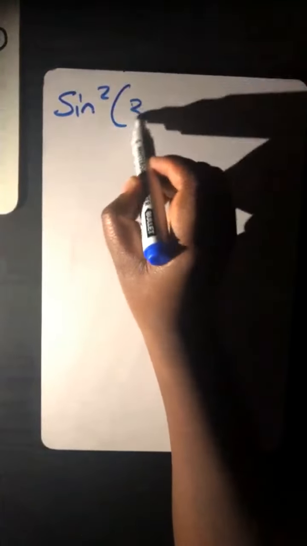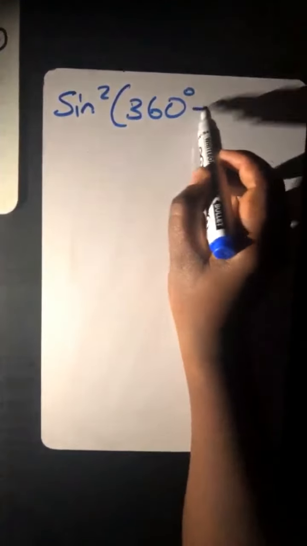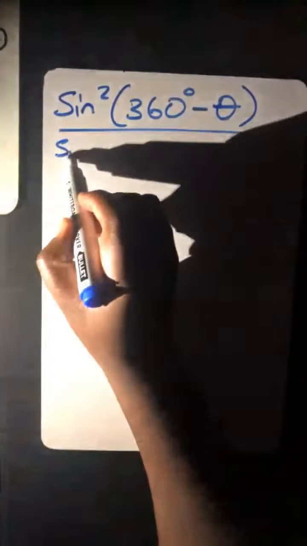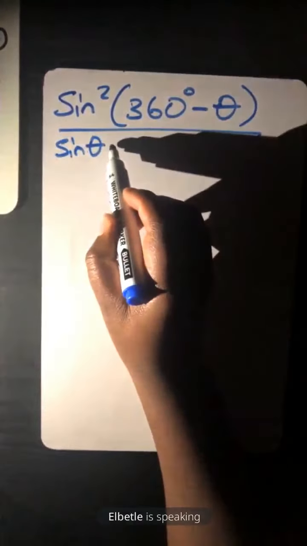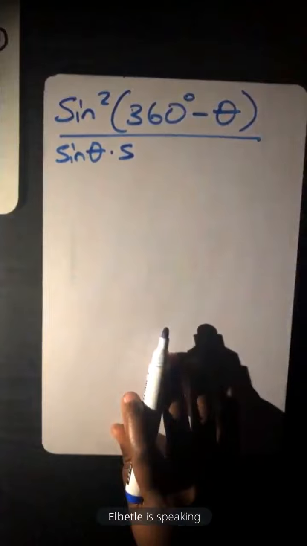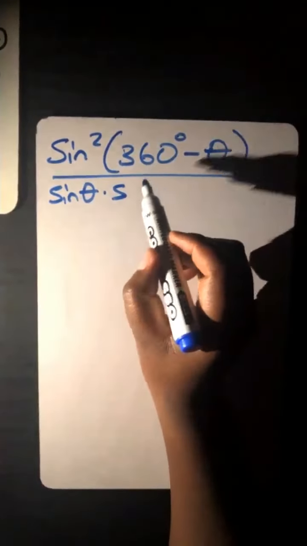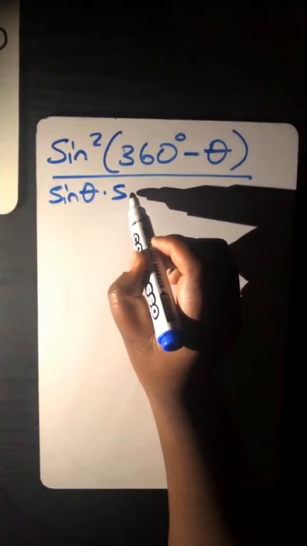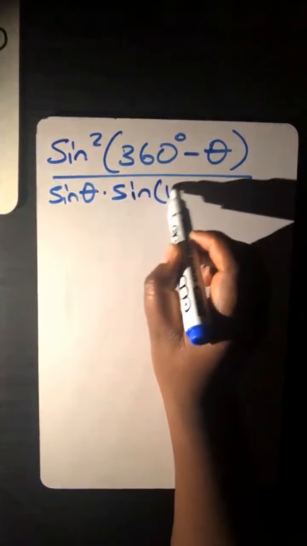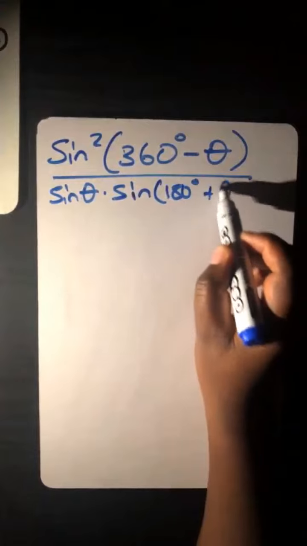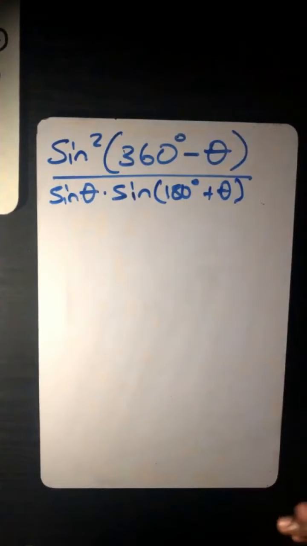Okay, so let's now move to that last part. There we have sine squared of 360 degrees minus that angle, all of that divided by sine angle. We can't see the top part now. Oh, sorry. Are you now able to see? Yes, sir. Okay, so it's sine of 180 degrees plus an angle.